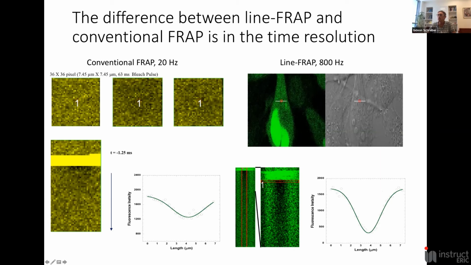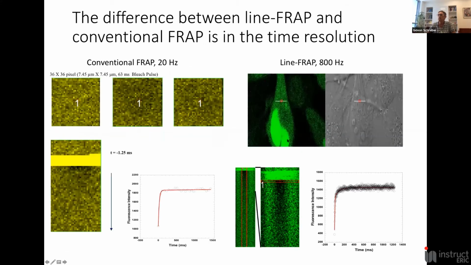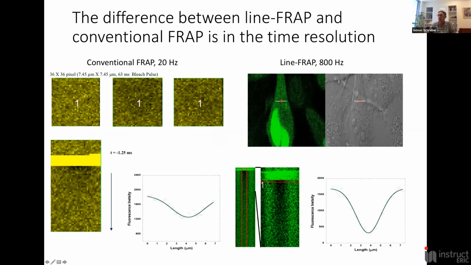This is a very important parameter because, as I've shown you here before, they're actually squared. So if the half recovery time is not, then the radii here are square functions. So if I don't have this radii exact, then I won't be able to measure the exact diffusion times. So you can see here, this is the result of the bleach area when we do Line-FRAP. And here it's with conventional FRAP.